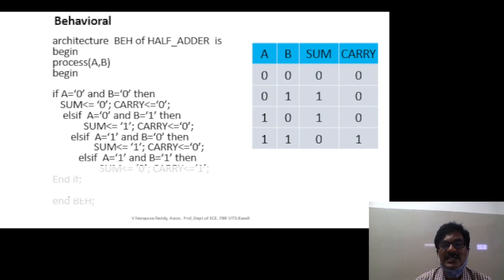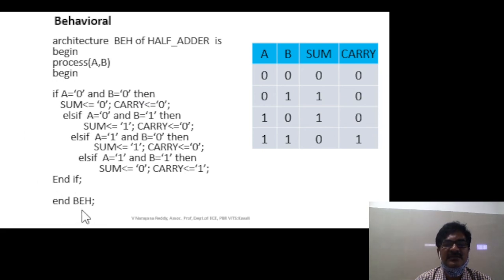Then again it goes to the else part. In the else part, I included another condition, that is both A equal to 1, B also 1. Then the expected outputs are sum is 0, carry is 1. If there are no further conditions, the four conditions are over: first 0 0, next 0 1, 1 0, 1 1. All conditions are included. Finally use end if, the closing statement for the if statement. Then end process. End process you have to write after end if, to end the process statement.